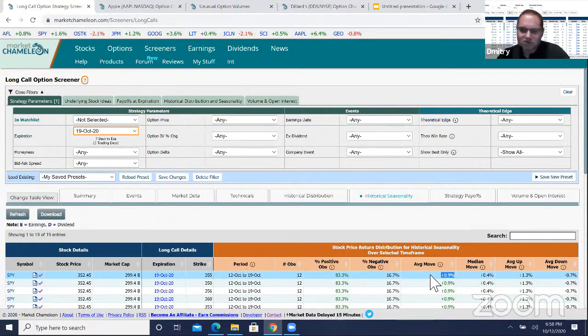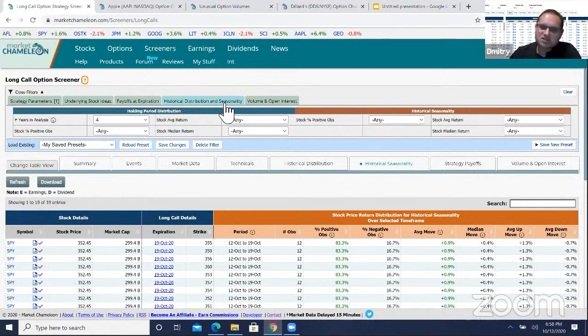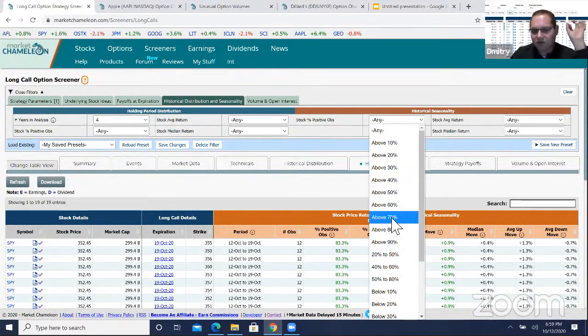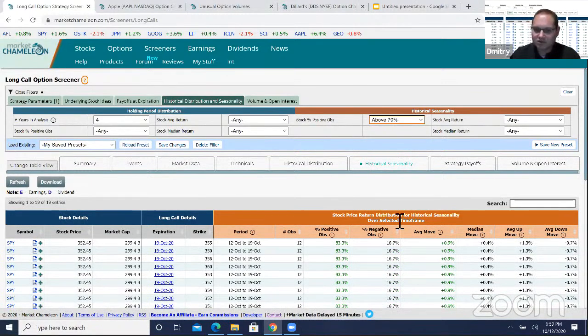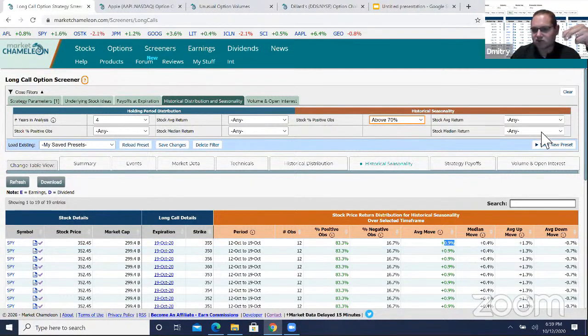But how do we use that? Okay, great, we know that. How do we use that in our screen? So one thing we could do is set that as a filter and say, I want to look for options that have seasonality, whatever that term is, with a 70% win rate. So then it's going to scan all of them and make sure that 70% of the time, whatever the calendar period is, historically it was up. We could also give it a minimum return, like the median return. We'll just say any positive.